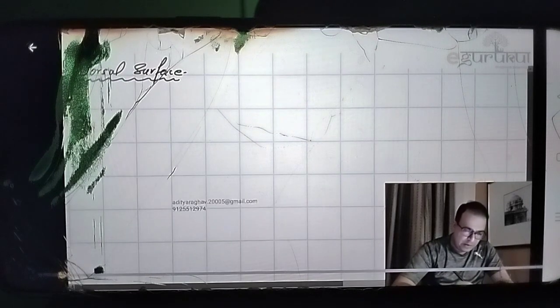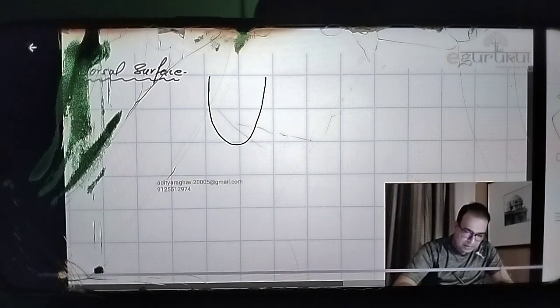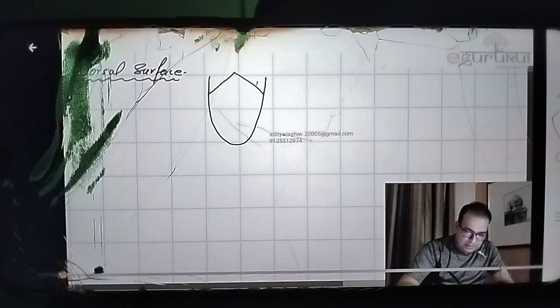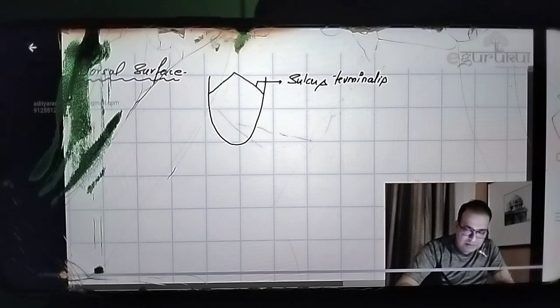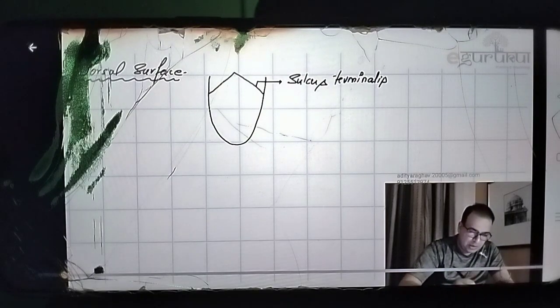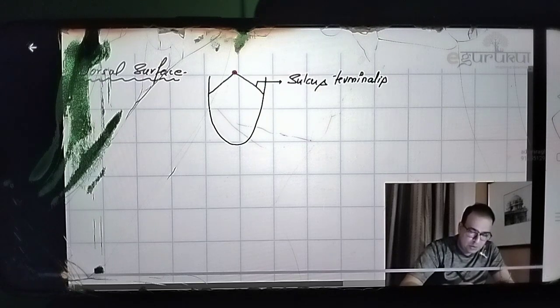Now I'm sure you all know that when we look at the tongue here, there is a sulcus which is seen, and this sulcus is dividing the tongue into the anterior two-thirds and the posterior one-third. This is called the sulcus terminalis. And first, before I tell you what the sulcus terminalis is doing, exactly at the apex of the sulcus terminalis, between the two limbs here, we have this foramen which is called the foramen cecum.